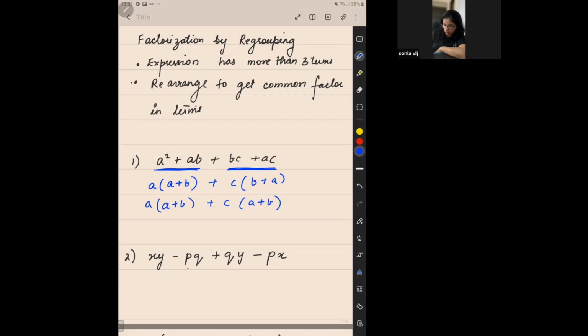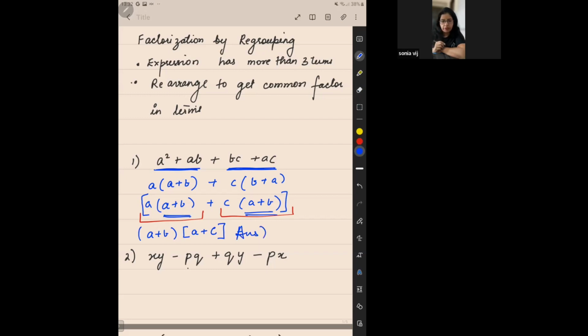So now here we can see a plus b is a common factor between the 2 terms. This is one term, this is another term, and there is a common factor a plus b. So I take out a plus b. What remains inside? It's like this is a square bracket. If I take out a plus b from this, what will remain inside the square bracket will be a plus c. So the final answer is this.